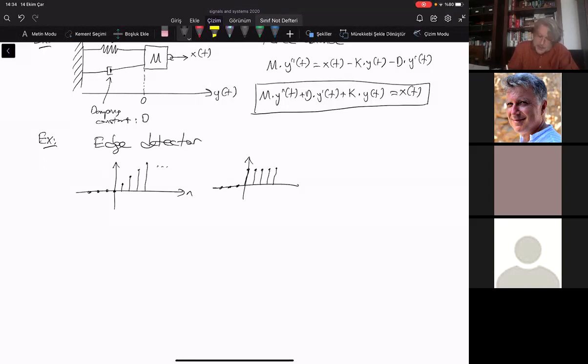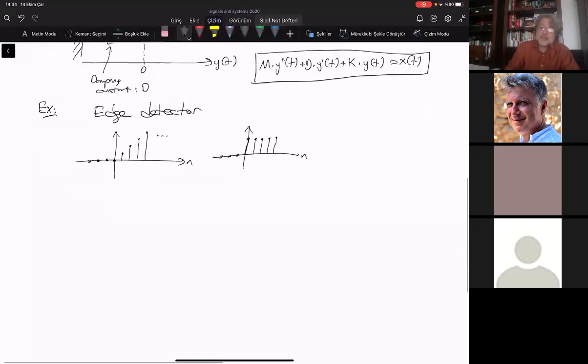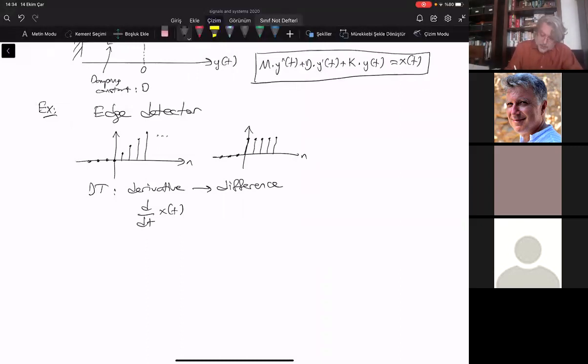But of course, these are discrete time. So what do we mean by derivative? What we mean is difference. So in discrete time, a derivative is transformed into a difference. For example, instead of d by dt of x of t, which is the first derivative, we take a look at the first difference, which is x of n minus x of n minus 1. It is an approximation of the derivative.